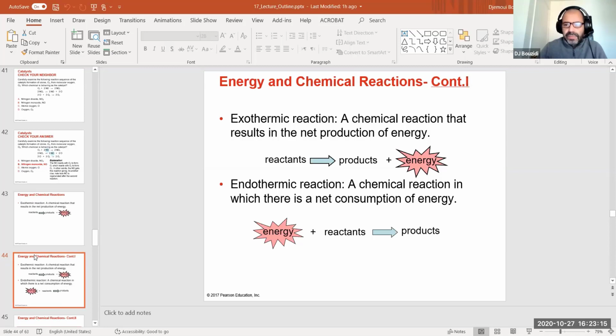Here is another question of the day. When you burn matches, is that an endo or an exothermic reaction? This is the net energy, okay? This is the net energy at the end of the day. Is burning matches an endothermic or exothermic reaction? What do you guys think?